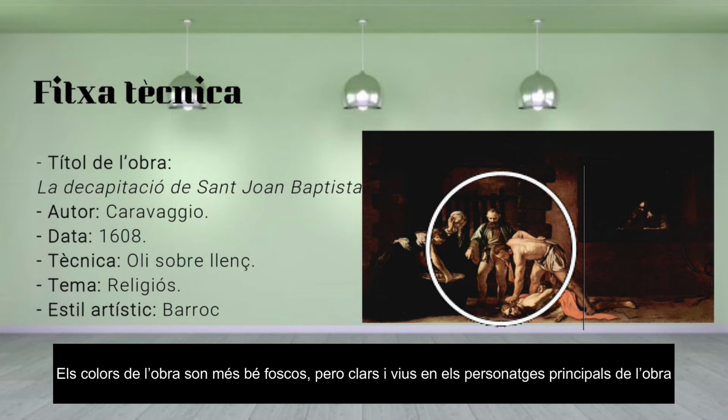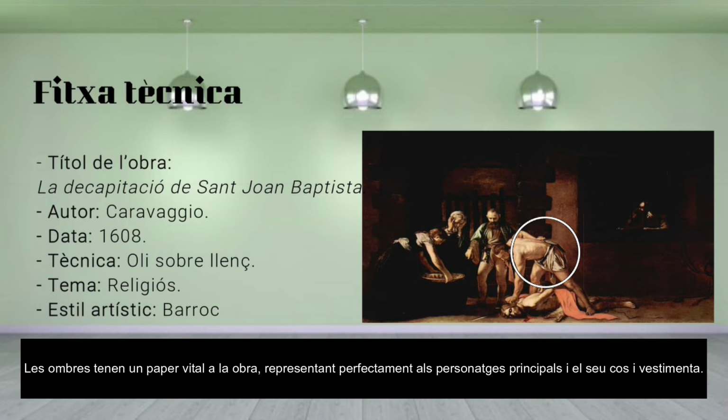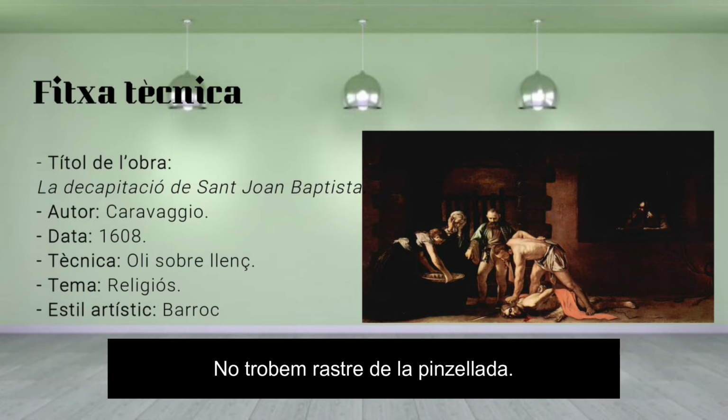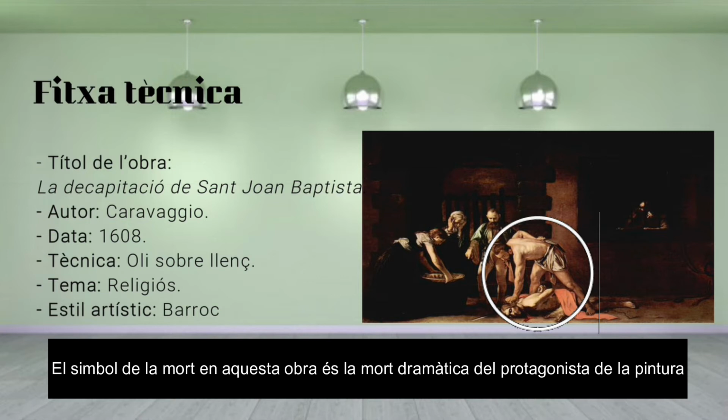The colors are very dark in general, but very clear in the main characters. The shadows are one of the most important things in the painting, delimiting the characters and their clothes. We can't find any brush strokes. The representation of the dead in this picture is the dramatic death of the protagonist of the painting.